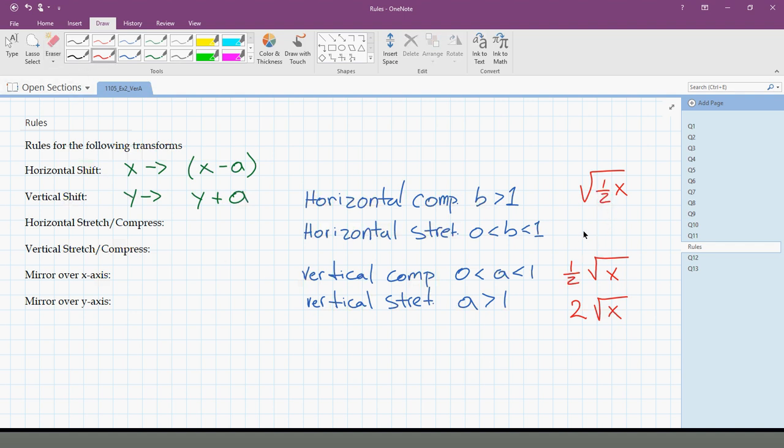It's 1 over 2, and this one will be 2x. Horizontal stretch. Now I got it. The difference between the horizontal and the vertical is the position, inside or outside. For horizontal, because we're talking about the x-axis, the number that you're multiplying or dividing by is going to be right next to the x. And vertical is going to be where the position of the y should be, the alteration for the y.